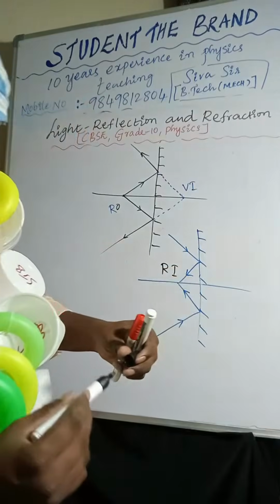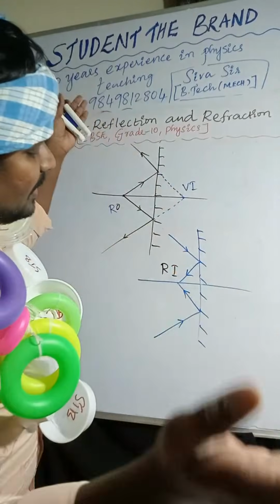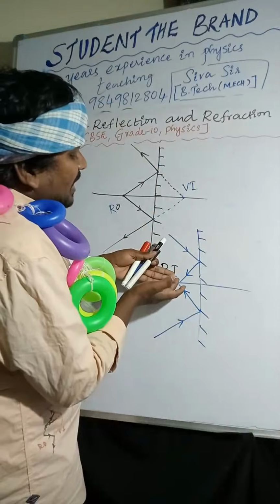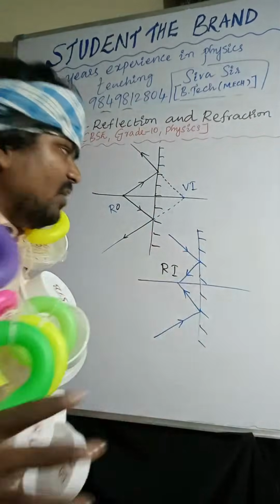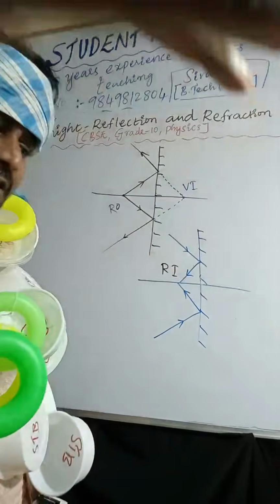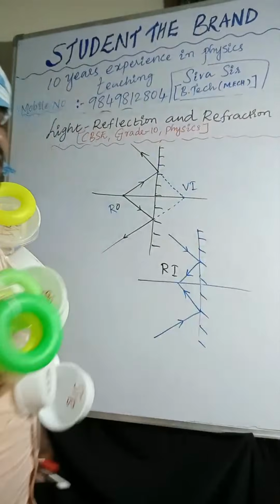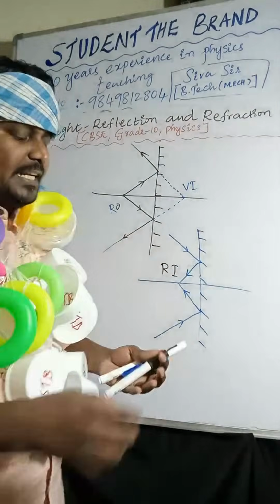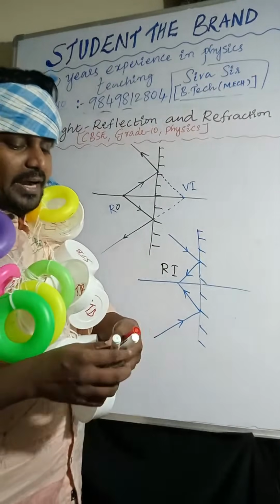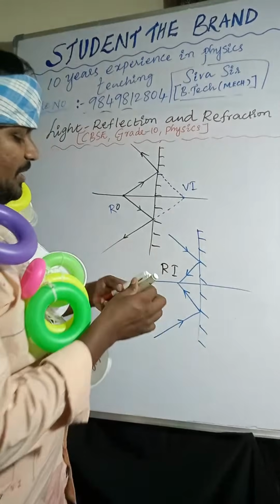The point of intersection of reflected light rays is called real image.